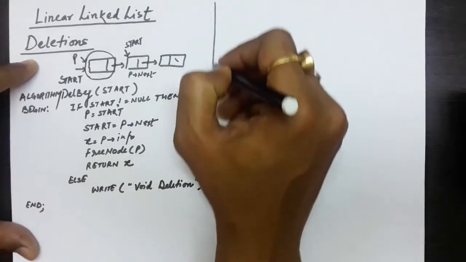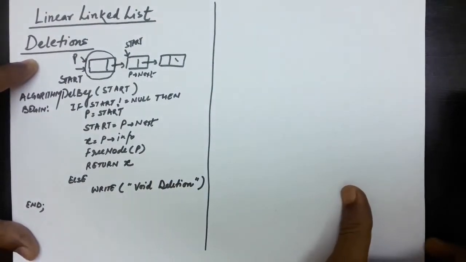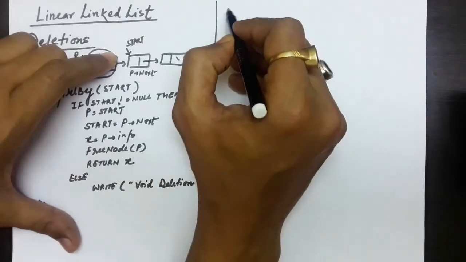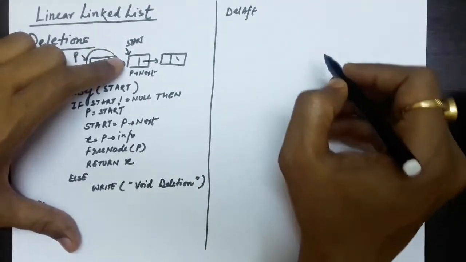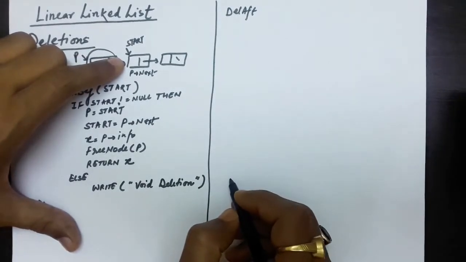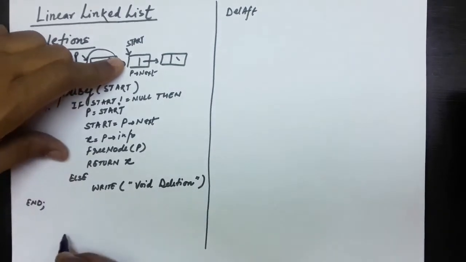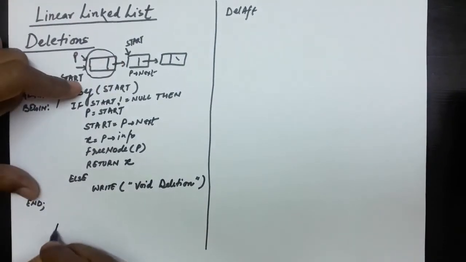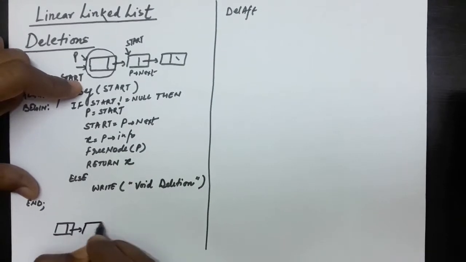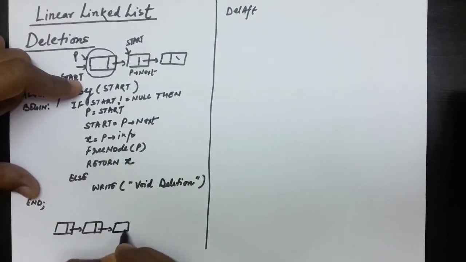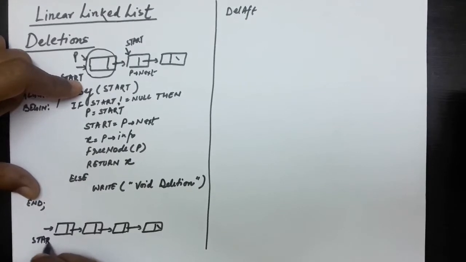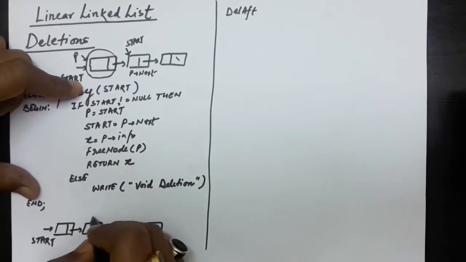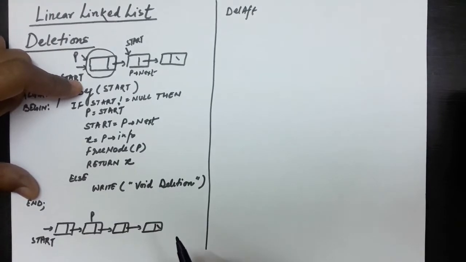Okay. Now let us write the delete after function. So what will the delete after function do? Delete after function will delete a node after the given node. After the given node, it will delete a node. So suppose we have the linked list. Fine. Let's say this is the linked list, and in this linked list, the address of this node is start, but we do not know this because we have the only information about a node which has an address P.